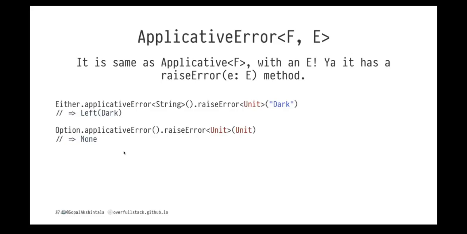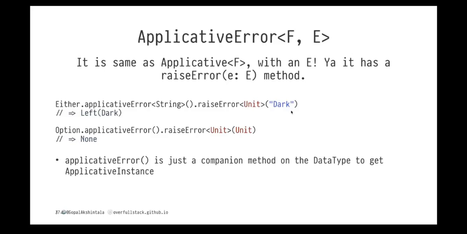In the code, you can see, imagine you want to set an Either to a left state. We discussed what Either is. All you can do is call raiseError on it, and it gets you the left state. Similarly, for Option, if you raise an error, it gets into a none state. And this applicativeError function that you're seeing here is just a companion method for that particular data type, which gives you an ApplicativeError instance of Either. So Either.applicativeError gives you Either's ApplicativeError.